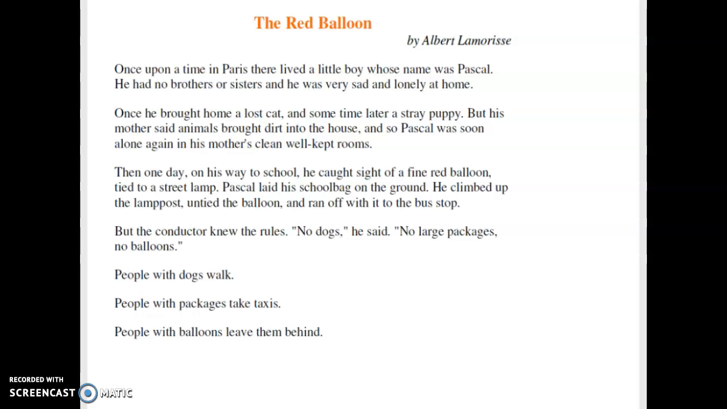Let's do some together. Let's reread a page of The Red Balloon and stop and pause and think about if there's any healthy or good relationships or unhealthy or bad relationships in this part of the story. Follow along as I read.